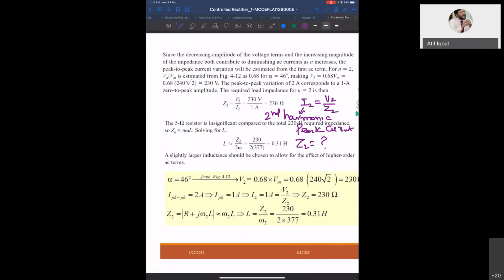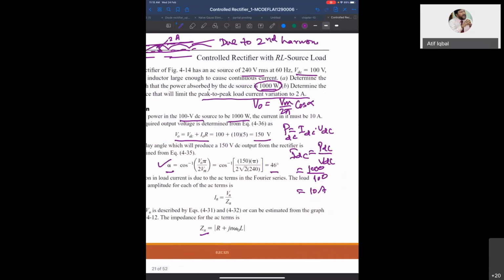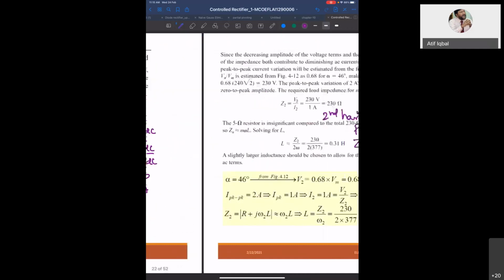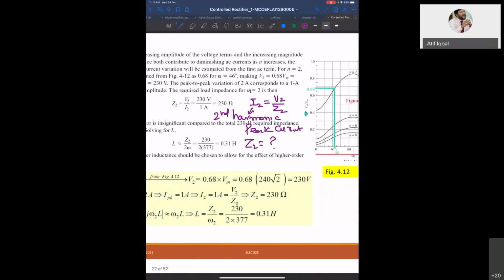Now, what is given? Here it is given peak to peak load current variation. So peak to peak current is 2 ampere. So what will be the value of peak current? Tell me. The peak to peak variation, say this is your current. It will be 1, doctor. Yes. So this is your peak to peak current, 2 ampere, so the peak current will be 1 ampere, because it's peak to peak.